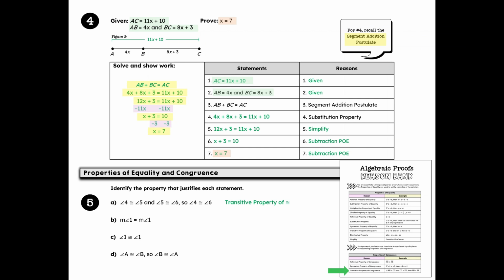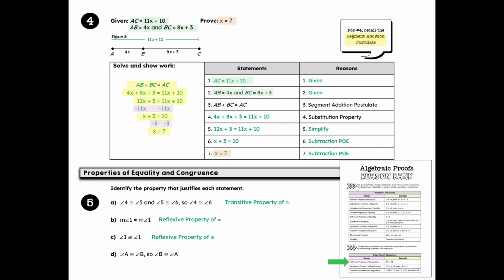In example B, it says the measure of angle 1 equals the measure of angle 1. Is that a property of equality or congruence? It's a property of equality. Which property? The reflexive property. So it's the reflexive property of equality. Example C, it says angle 1 is congruent to angle 1. Property of congruence. Which one? The reflexive property of congruence. So see how those two, example B has an equal sign, it's a property of equality. Example C has a congruent sign, it's a property of congruence.